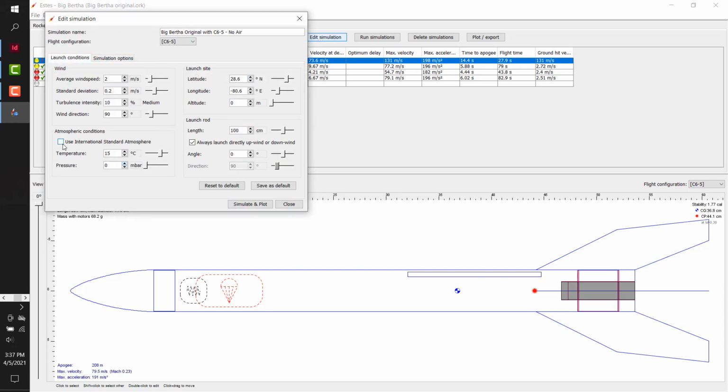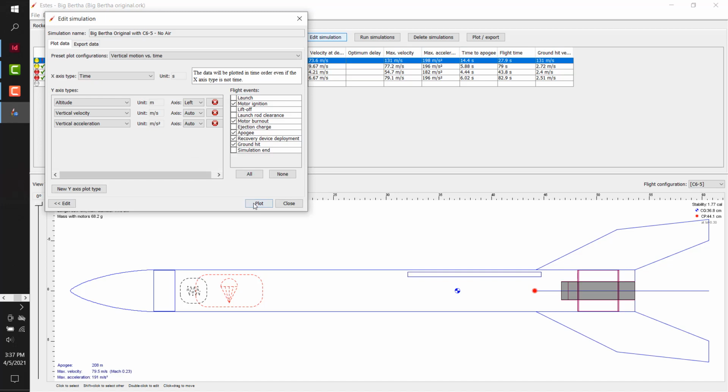Okay, so here's the key. Make sure that's unchecked and make sure you have air pressure set to 0. Okay, so that's no air. Then we're going to hit Simulate and Plot. I'm going to have on my y-axis altitude and vertical velocity. I'm going to get rid of vertical acceleration for now. And on the x-axis, I'm going to have time.